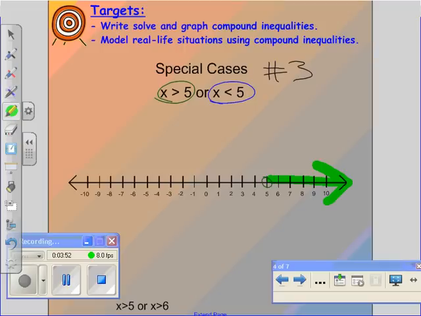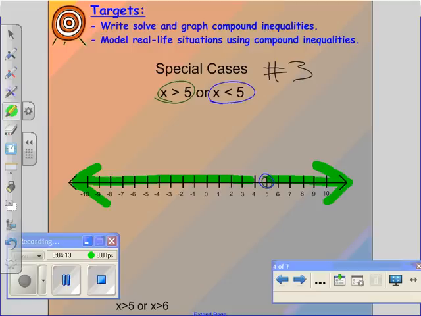Okay, then the other side of my inequality. I'm going to take a look at it. x is less than 5. So again, I end up putting my open dot at the same spot. So I have x is less than 5. So I'm going to shade everything to the left here.